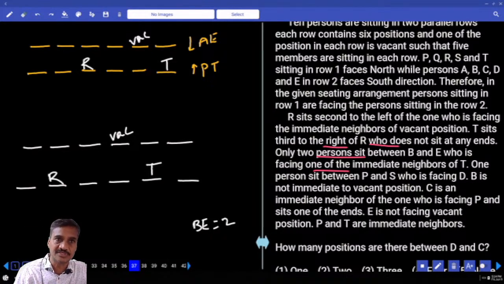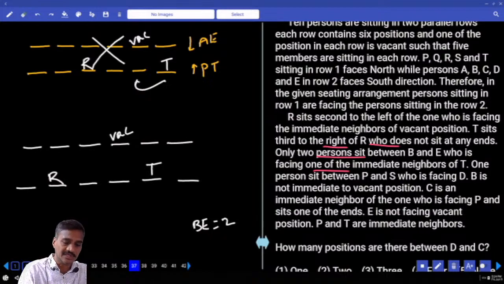Now E is facing one of the immediate neighbors of T. As E is facing one of the immediate neighbors of T, T's neighbor is E, isn't it? Now here, E can be either here or here, there are 2 possibilities, isn't it? If you have E at this place, E must be in the opposite line. Now E is facing one of the immediate neighbors of T, but T's neighbor opposite is C. Is it possible? This case is ruled out.